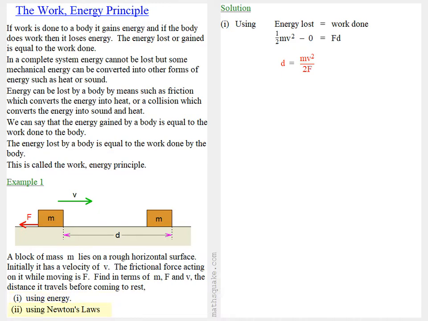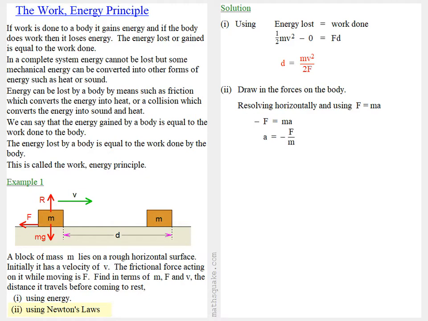Now in part 2 we're asked to solve the same problem but using Newton's laws. So the first thing to do is draw in the forces on the body. Now there's the weight, that's mg, and there's the normal reaction, we can call that R. Resolving horizontally and using F equals ma, we've got minus F equals ma. The force is in the negative direction. So this gives us a is equal to minus F over m.